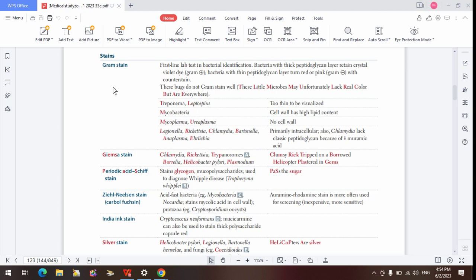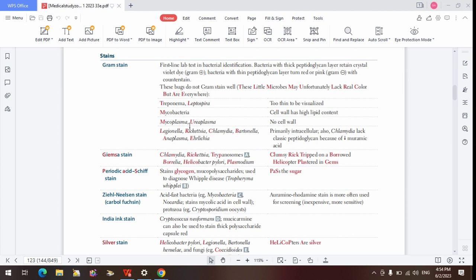You use something more sophisticated, like a fluorescent antibody test, or you do dark field microscopy. That one is more powerful than gram stain. So we should know the reason why you cannot appreciate these guys. Leptospira and Treponema, the spirochetes generally, are too thin to be visualized. That's why we don't appreciate them using gram staining.